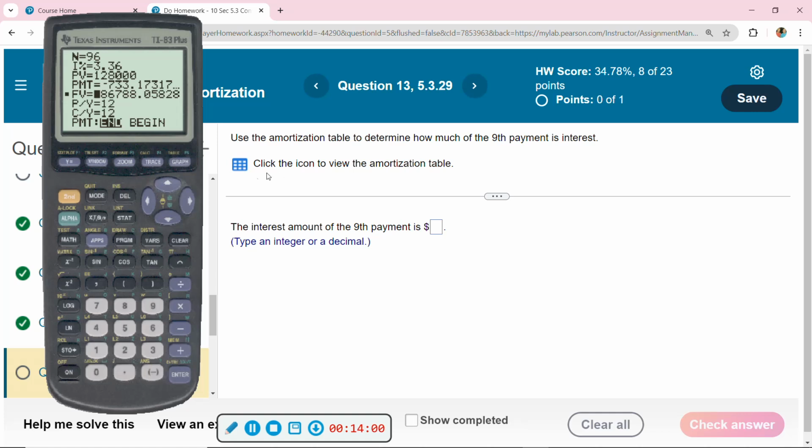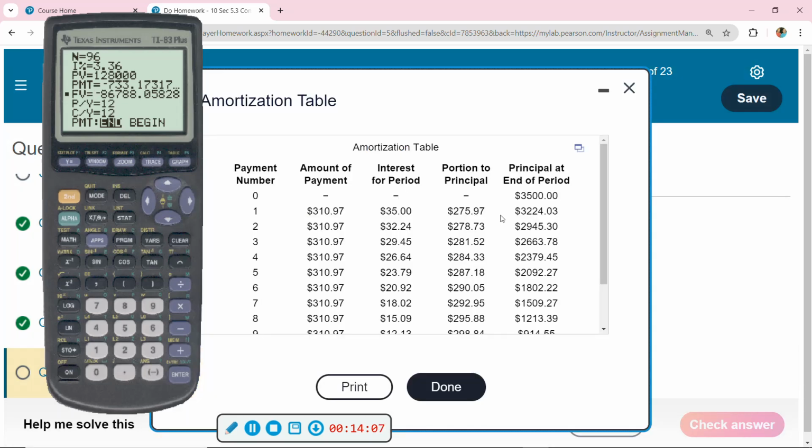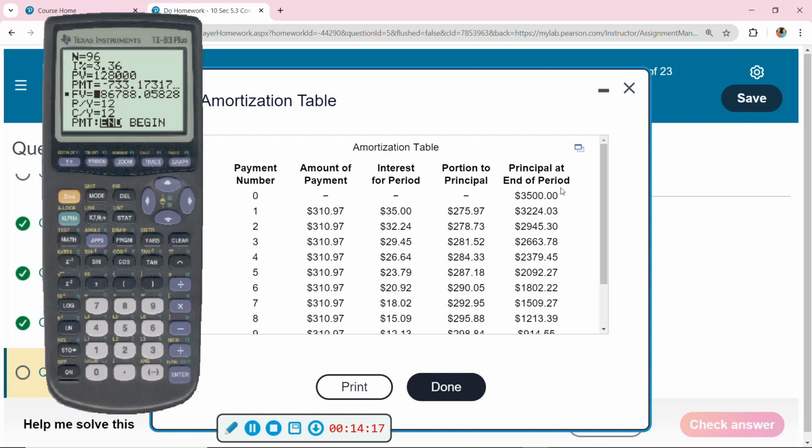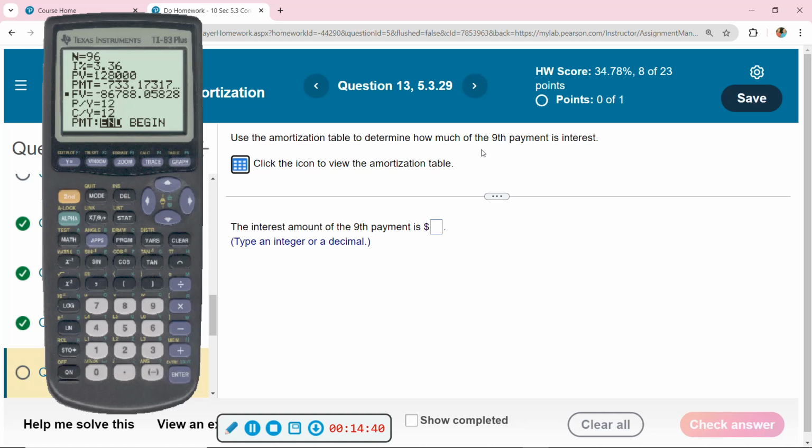Okay? Now here's an amortization table. And this is what you might get when you're buying a house, but it would have a lot more payments. But this is something with 12 payments. It's a $3,500 loan. After the first payment, notice they've calculated the payments. On the first payment, $35 is interest. This is how much goes on the $3,500. And so here's your remaining balance. Let me see. What was the question on here? It said, use the amortization table to determine how much of the ninth payment is interest. So, there.